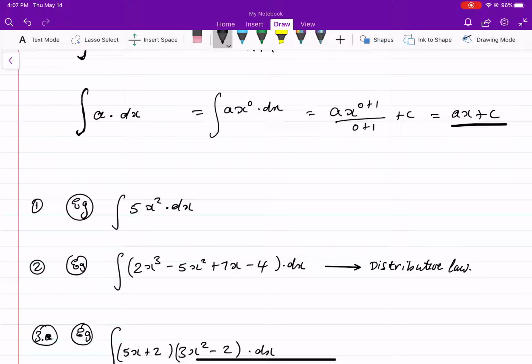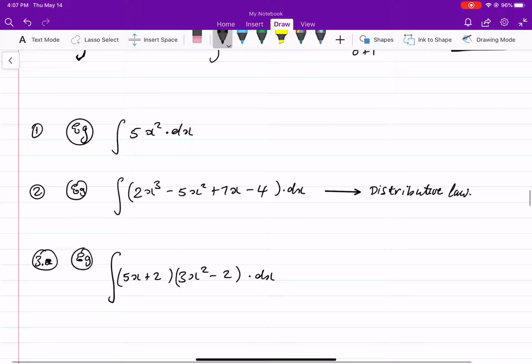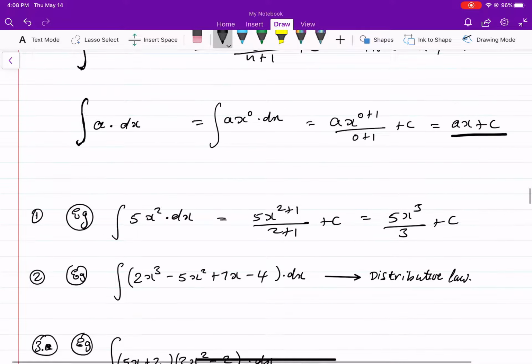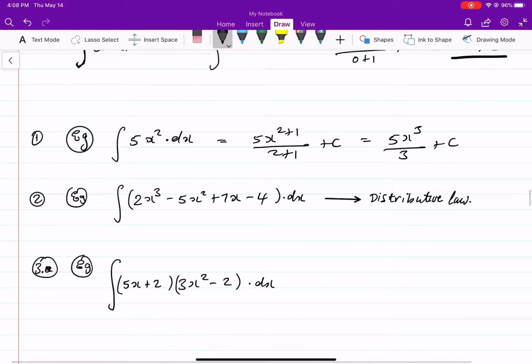The integral of 5x squared. Well, that's in the form of a polynomial as well. Integrating 5x squared will give me 5x to the 2 plus 1 upon 2 plus 1 plus c, which is 5x cubed upon 3 plus c. And I'm going to stop doing the 2 plus 1 and the 3 plus 1. You can do that in your head. All right, so far so good. Let's tackle the next one.